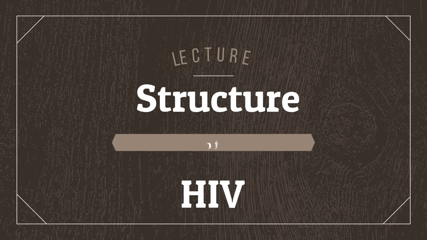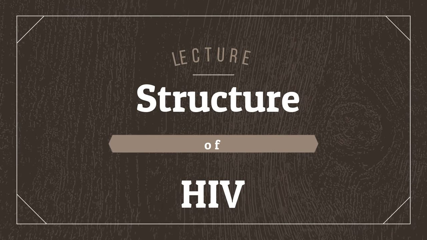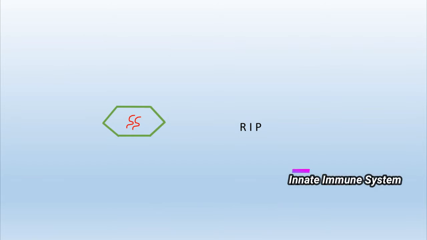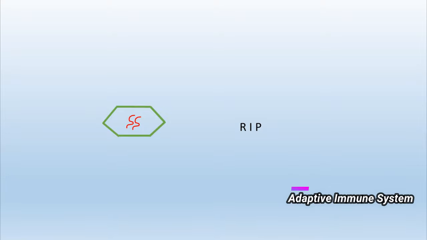In this lecture, we will talk about something known as AIDS. We know that the causative agent for this particular problem or syndrome is HIV, the human immunodeficiency virus. And this acquired immunodeficiency syndrome is linked with the adaptive immune system. We know that there are two different kinds of immune system. One is the innate immune system and the second one is the adaptive immune system. Now, this adaptive immune system also goes by the name of acquired immune system.